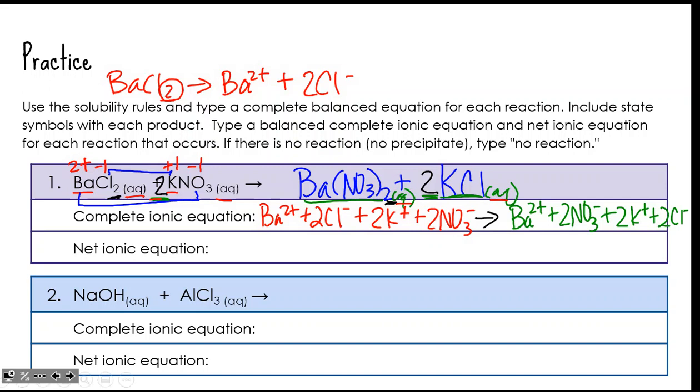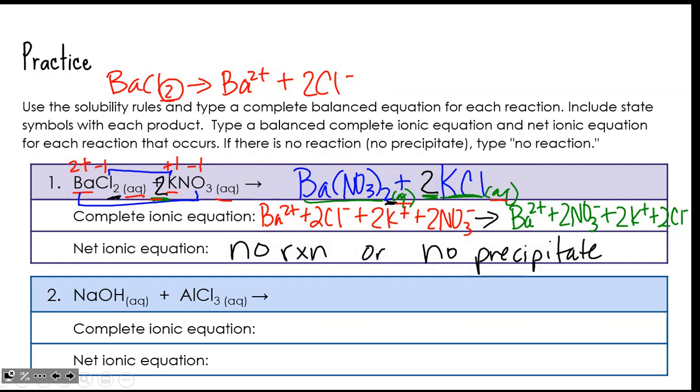What you'll notice in this particular one, everything stays an ion, nothing precipitates out. So for our net ionic, it's basically no reaction. You can write it like that, no reaction, or you can write it as no precipitate. Either one would be acceptable. And that's how we would see that particular problem.